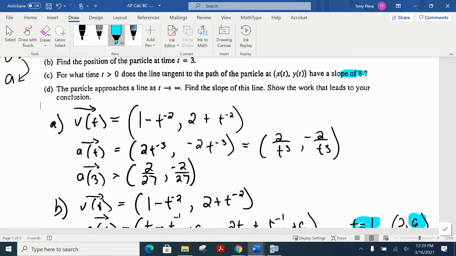All right, your hint, everything you need to know is right here that I'm highlighting. Slope of 8 is what we're really focusing on. That should mean something to us. When we talked about slopes of parametrics, how did we find slopes of parametric curves? However we did that, you're just setting it equal to 8. We want to know, when does our slope equal 8?